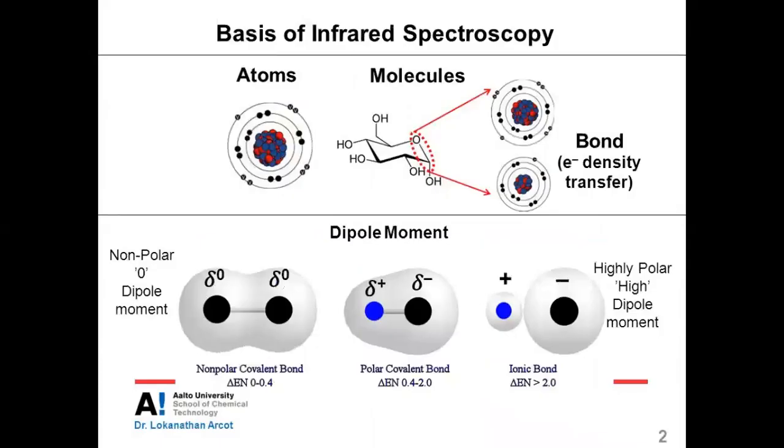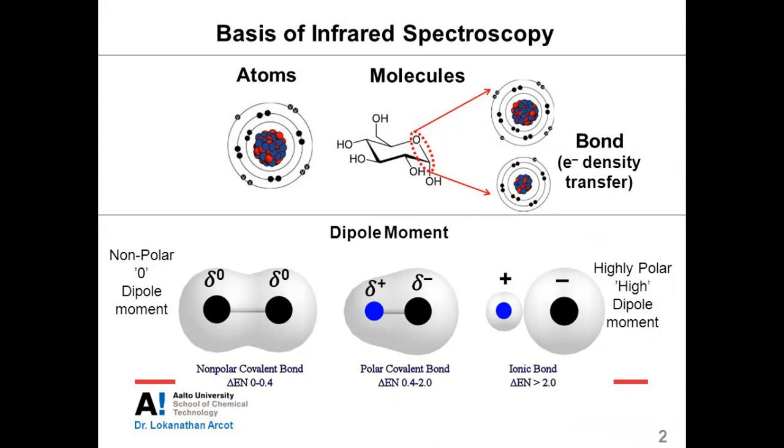In this diagram, we see the dipole moment between different atoms. For example, at the left side, the first picture shows the dipole moment is zero because it is a nonpolar molecule, and the nonpolar covalent bond has an electronegativity difference between 0 and 0.4, and the dipole moment is zero here.